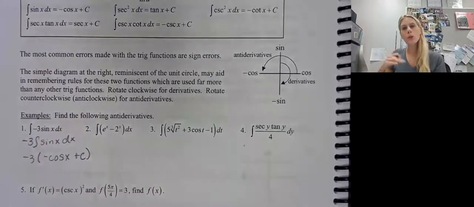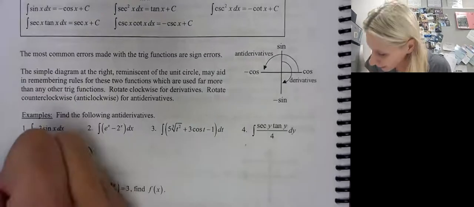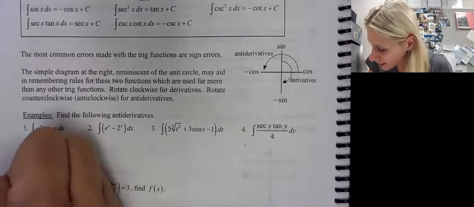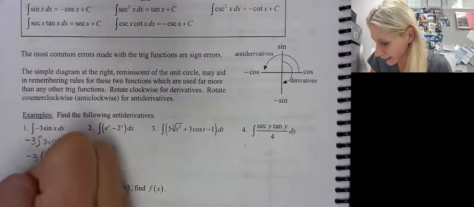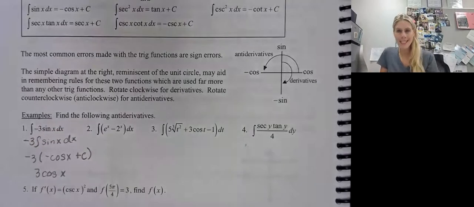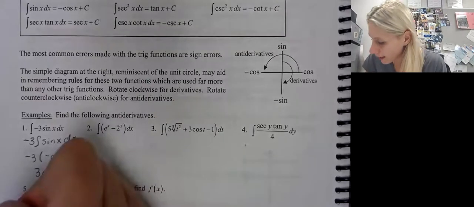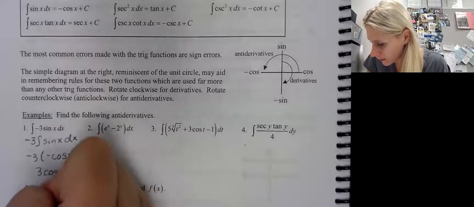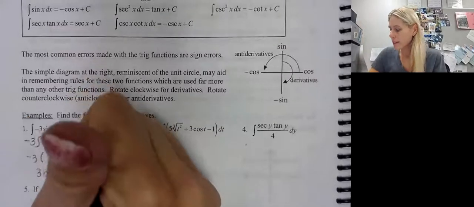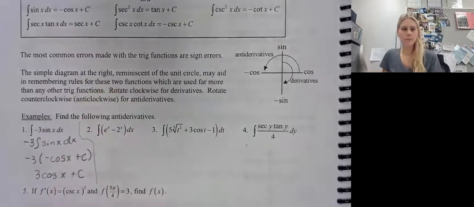Now, if I were to distribute that -3 out, this becomes 3 cosine. Now, I know it's so tempting to say -3c, but c, we don't know what number it is. So c times -3 is still a c. We just don't know what it is. So it is okay then to just leave it as c. You do not want to say -3c.